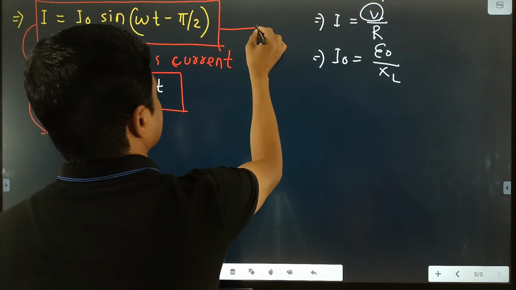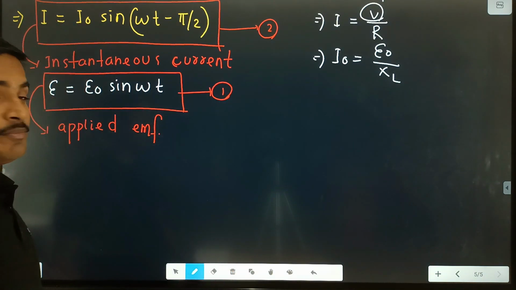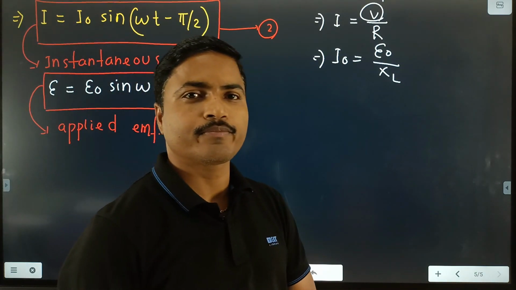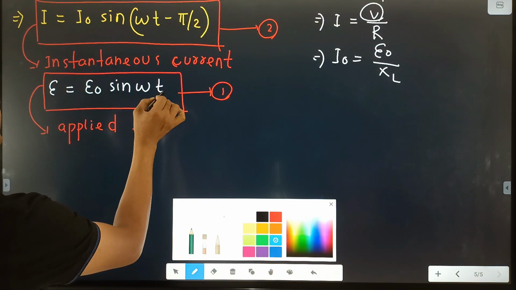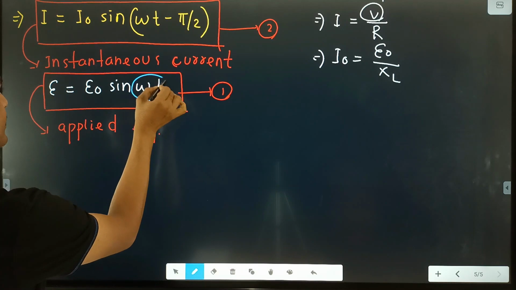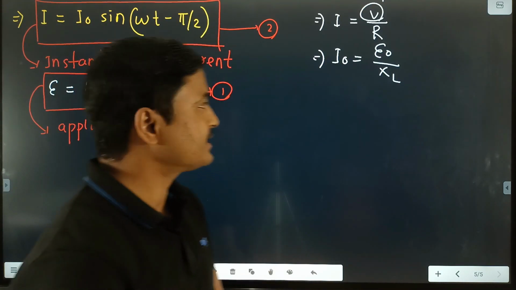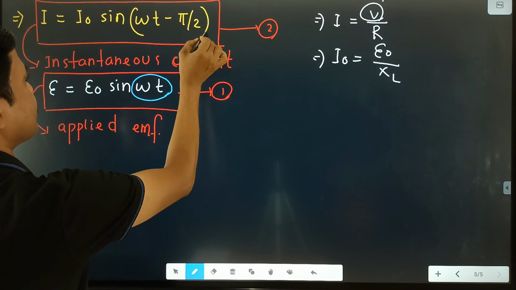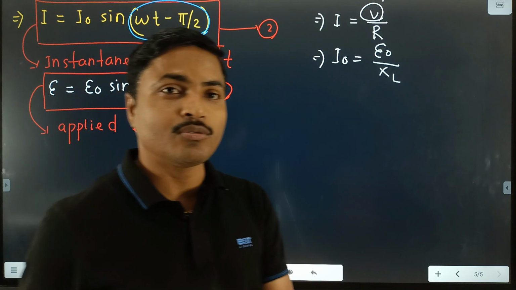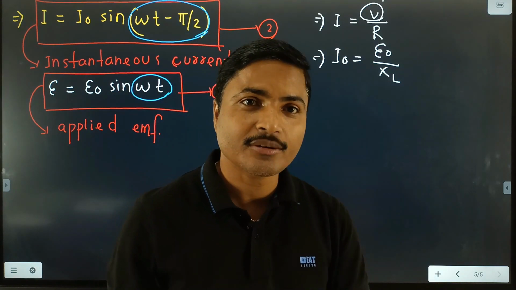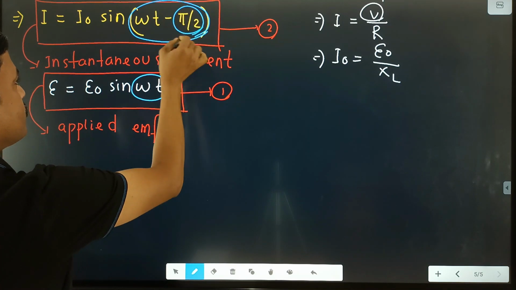Suppose this is equation number 2. This is equation number 1. If we compare equation 1 and 2, what happens? In case of applied EMF, the phase is omega t. But in case of instantaneous current, the phase is omega t minus pi by 2. That means a difference of phase is there, and the difference of phase is pi by 2.